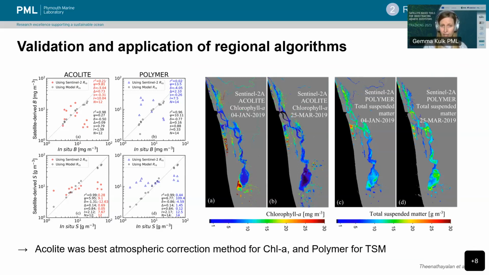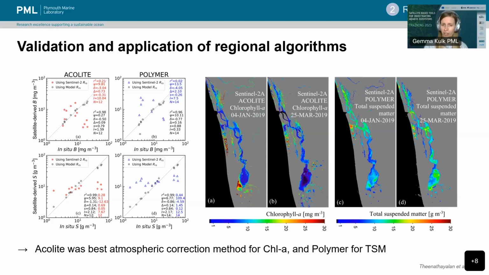And there's a good fit with the modeled reflectances and a reasonable fit with the Sentinel-2 reflectances, with some outliers that originate from one specific date. And so the comparison of the atmospheric correction methods showed that ACOLITE was the best atmospheric correction method for retrieving chlorophyll A, and POLYMER was the best atmospheric correction method for retrieving total suspended matter.